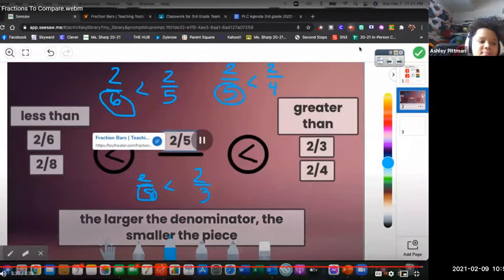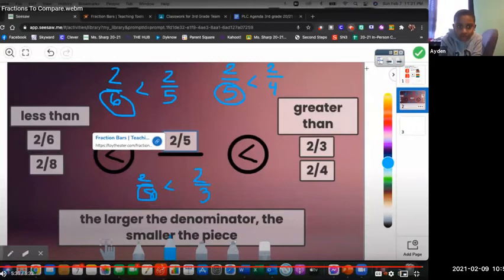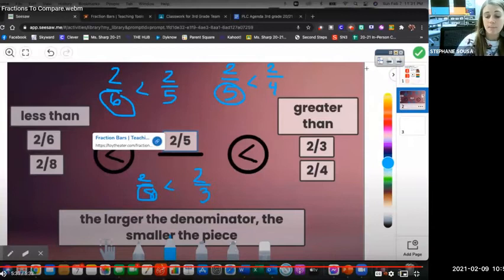Okay. Any questions about that, about comparing more than 2 fractions at a time? Seen that, less than and greater than. Yes, Aiden Hampton. So now I understand why she said the larger the denominator, the smaller the piece, is because less than in terms of the number in the denominator would be greater than a fraction with a bigger denominator.